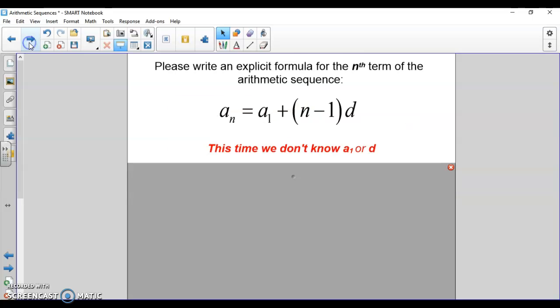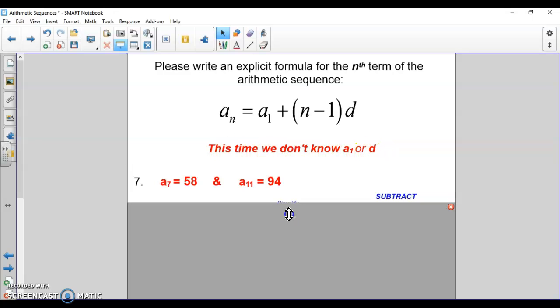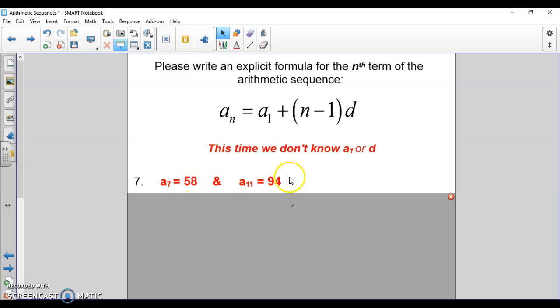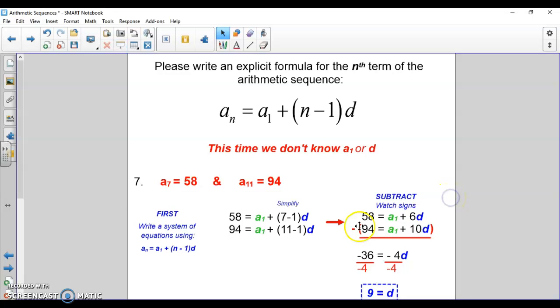Extra example there. Now, last scenario, last example I'm going to walk through with you. You have 2 examples here. I'm just going to walk through one. We don't know our first term or our common difference. We have 2 random terms in the sequence. That's it. Now we're bringing systems of equations back.